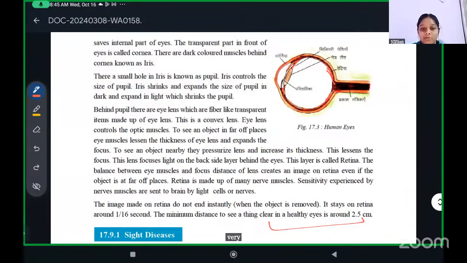You can place an object close to your eye and see if you can see it clearly. Hold it at 2.5 centimeters from your eye and check if you are able to see it clearly. Okay.